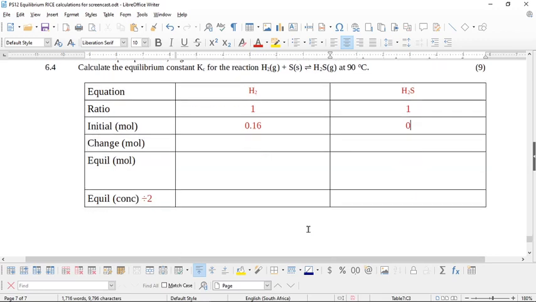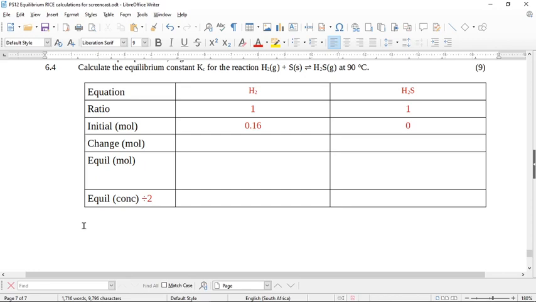You can, if you want, go ahead right now and make your Kc expression. Okay, so Kc equals the concentration of the products. What were the products? Hydrogen sulfide. Okay, over, make sure it's over, not divide, the concentration of the reactants, which is hydrogen gas. So that's going to be our Kc expression when we get to that. We can write this in here now because it's already going to get us a mark. Okay, so now we've sorted out a Kc expression, we've sorted out the table.